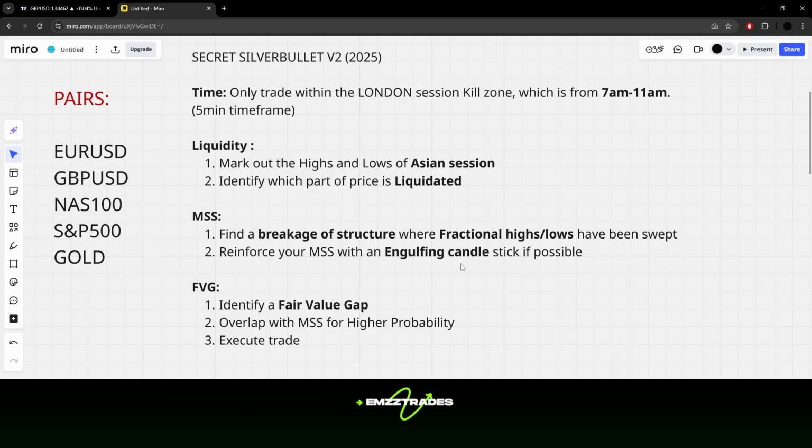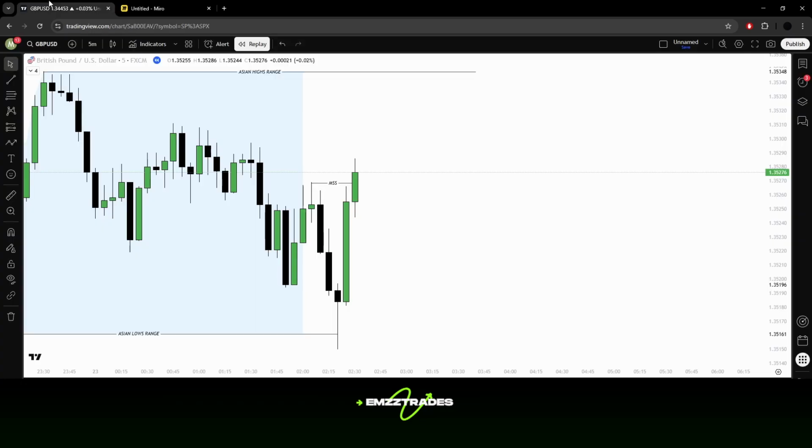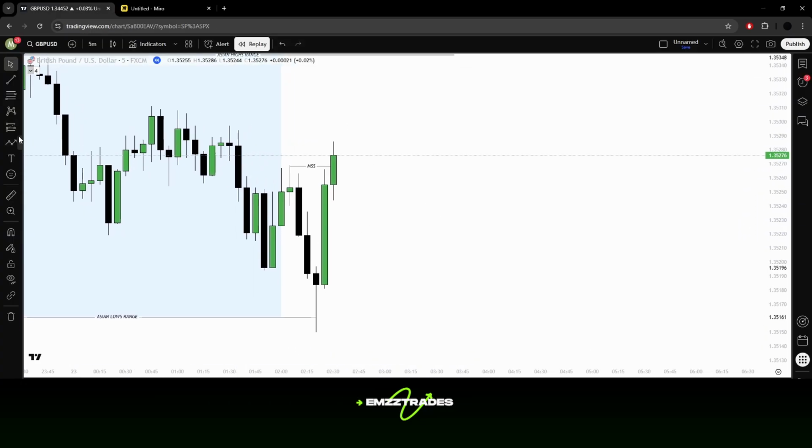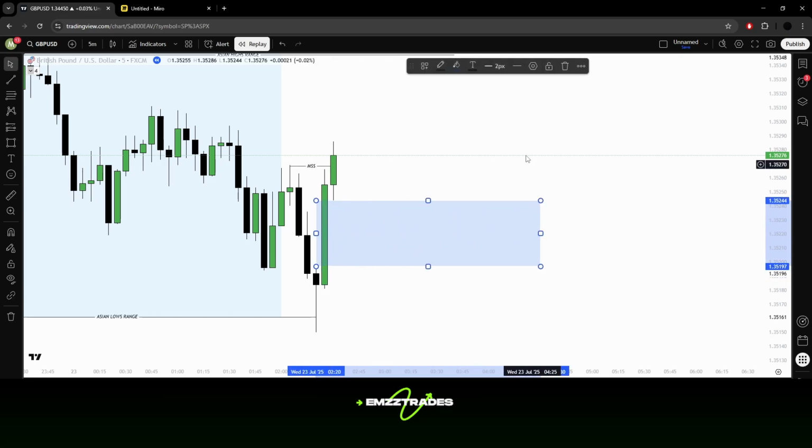We reinforced it with an engulfing candlestick, sure, but now we need to identify a fair value gap, and then we can overlap the fair value gap on the market structure shift to get an even higher probability, and from then on we can literally just execute the trade. So all I need to do now is mark out my area of FVG. As you can see, this is my FVG area.